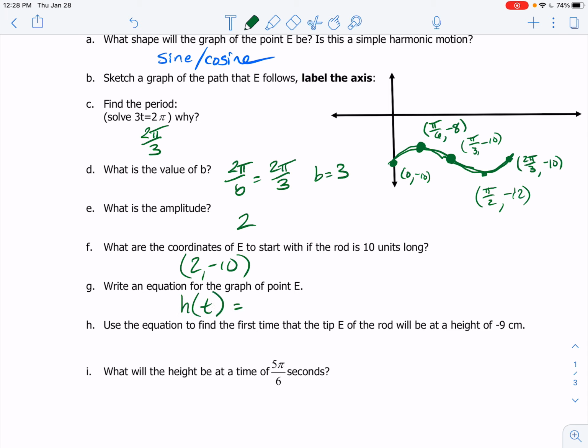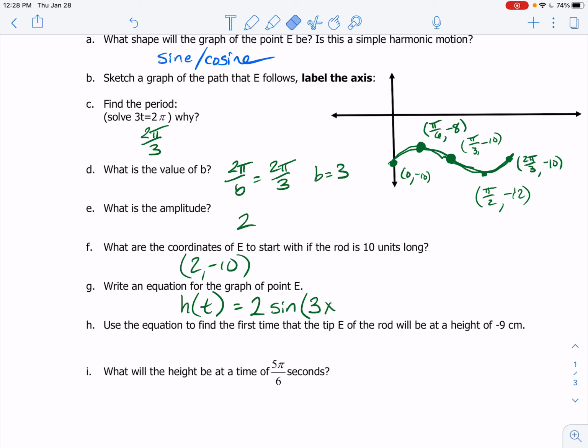So I could call it f of t, I can call it whatever I want, but that's what I'm thinking. When I write h of t, I'm thinking height as a function of time. And so it has an amplitude of 2. This looks a whole lot like a sine curve. And then my b value is 3. I didn't shift left or right.